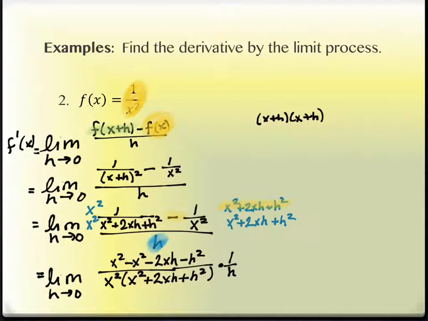And I'm only able to do that now finally because I have a single fraction on top. When I had two fractions being subtracted on top, that's not helpful, right? I mean, that made the notation messy. So I'm able to multiply by the reciprocal once I've combined those two fractions together.